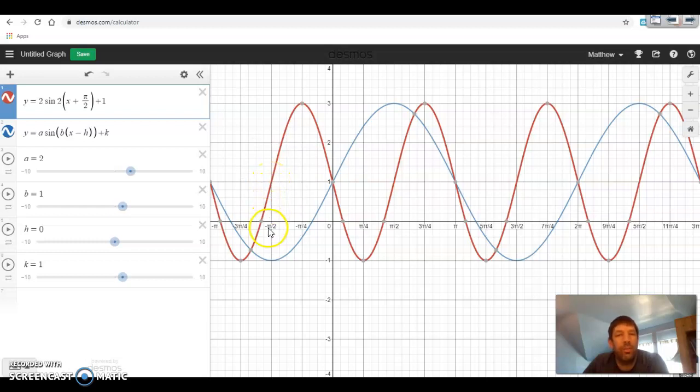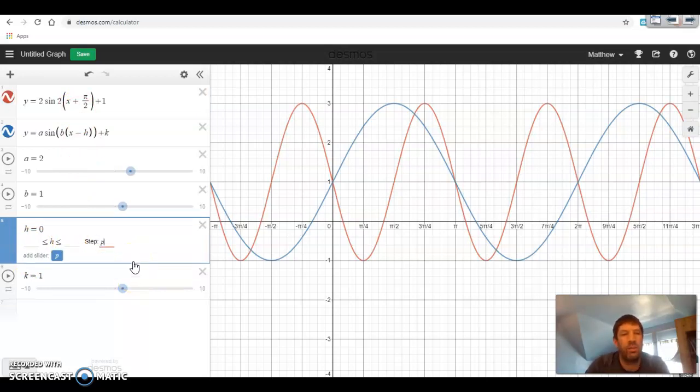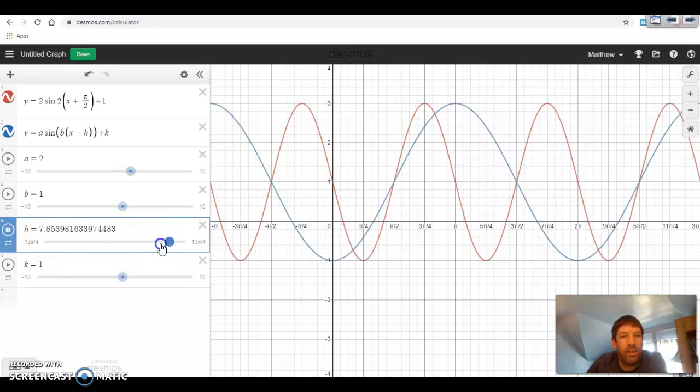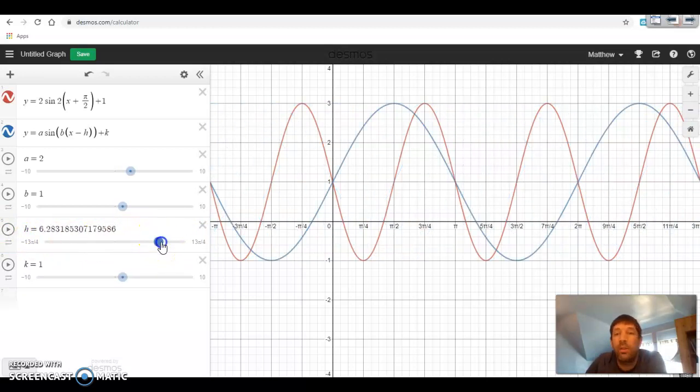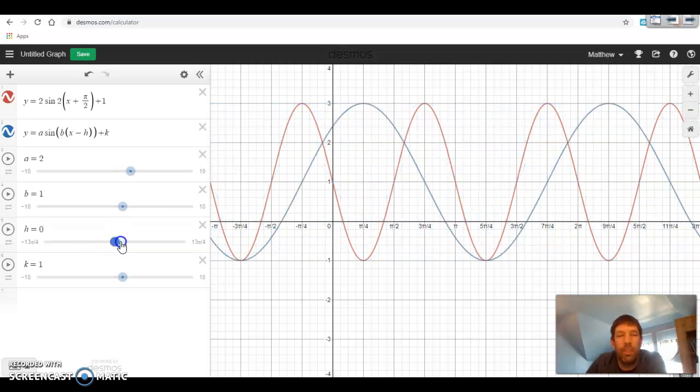That's my h value. So my h value is negative pi over 2. Remember, when you plug it into the equation, it's x minus h. So it's going to become x plus pi over 2, which is what we have in this red equation. So I'm going to have to change what my h values go by. So I'm going to change this to be pi over 4. And so now you can see, and let me just pause it, you can see as that h value changes, the graph is moving left and right.